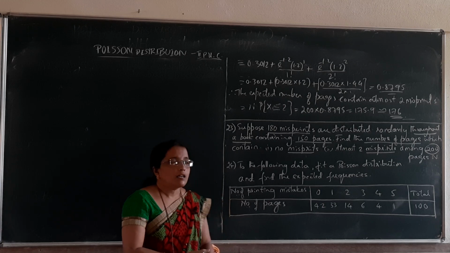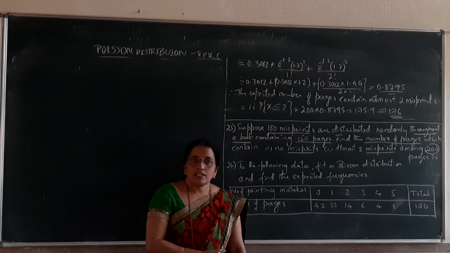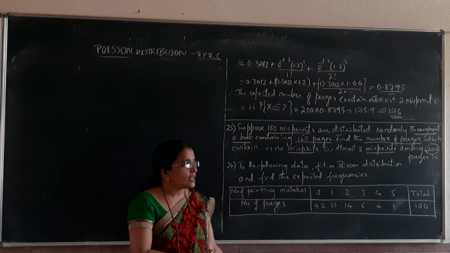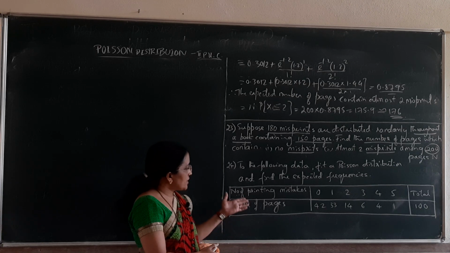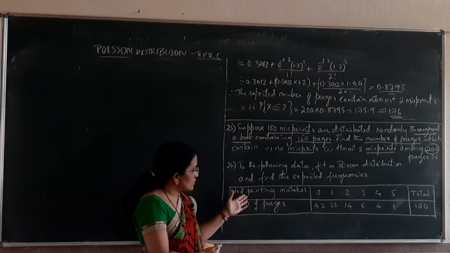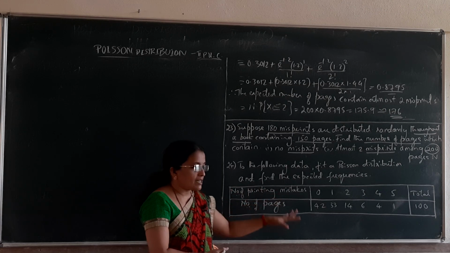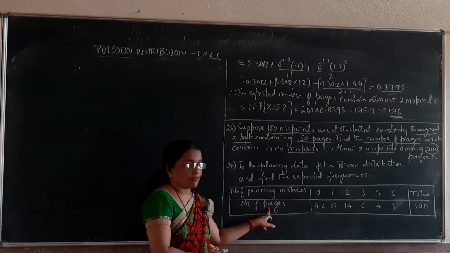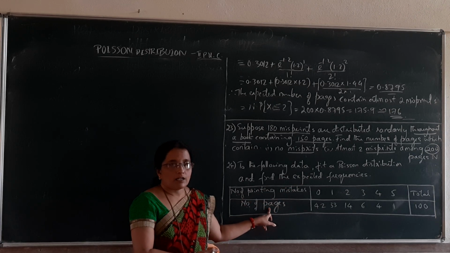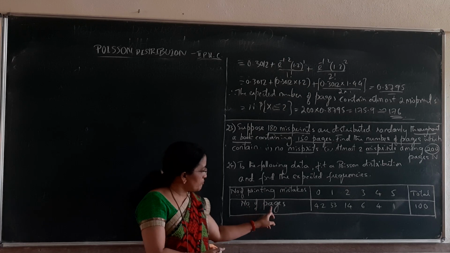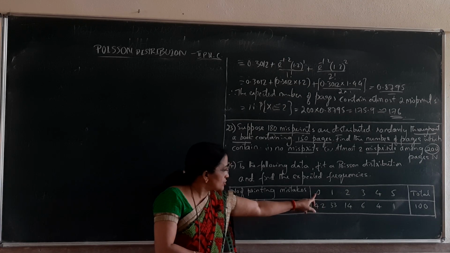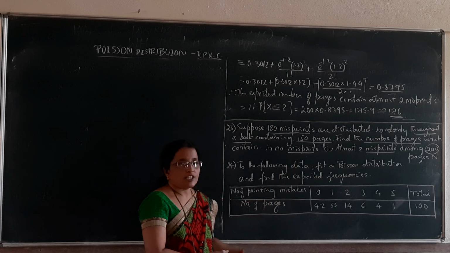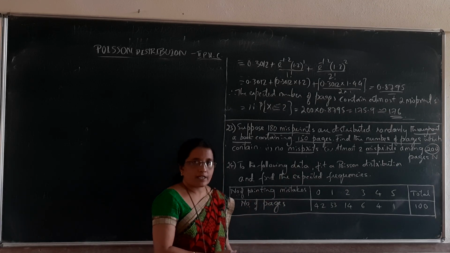Always fitting means at the end we must write the table which consists of theoretical frequencies, observed frequencies as well as the values of the variate. Now here there is a table which has 2 rows. First row, number of printing mistakes. Number of printing mistakes per page, that we have to understand by looking at the table. It is given number of pages. So actually these values indicate the number of printing mistakes per page.